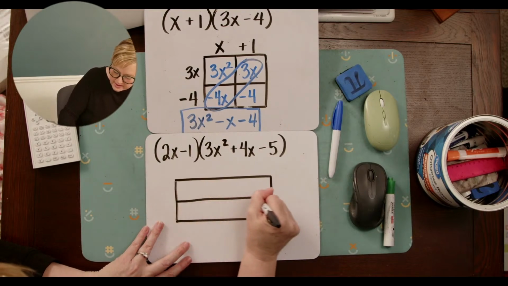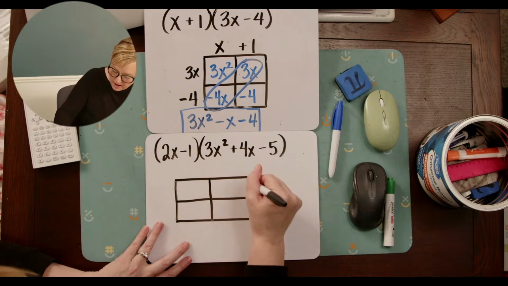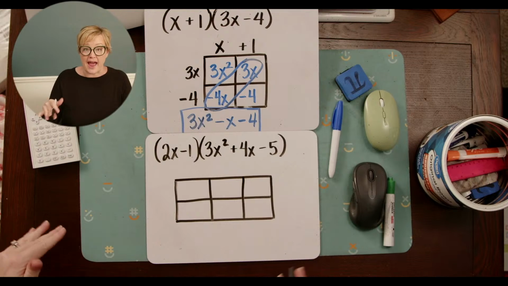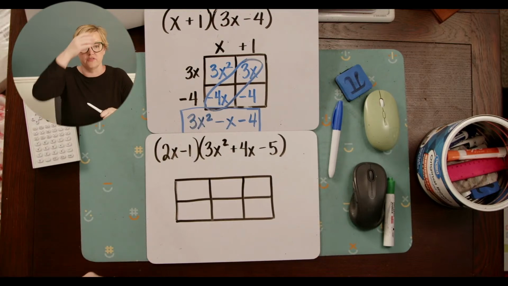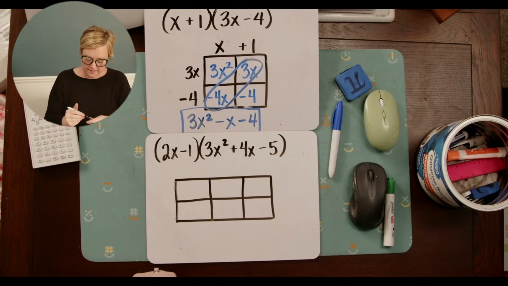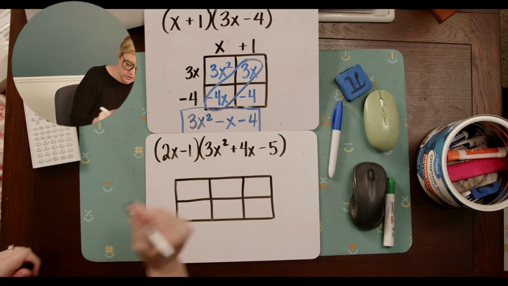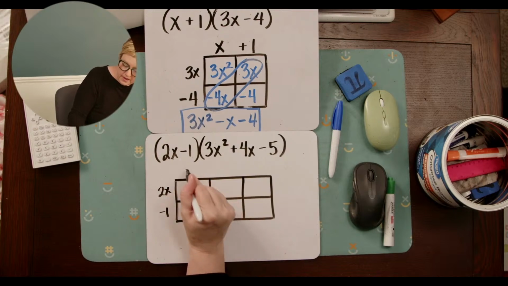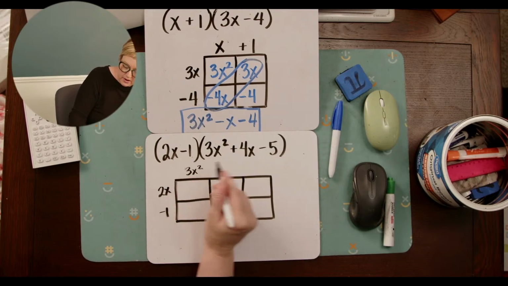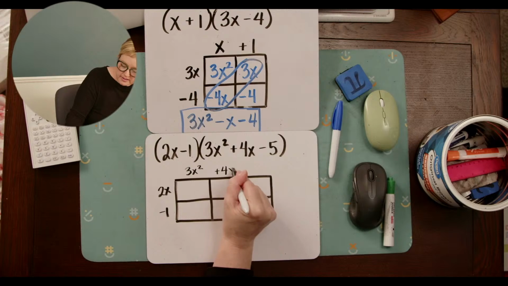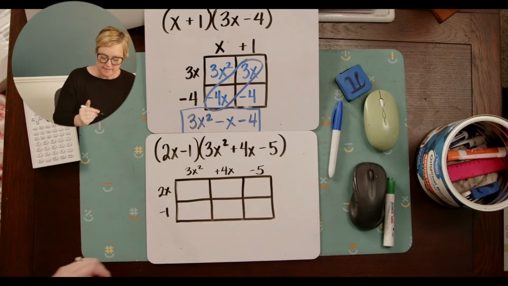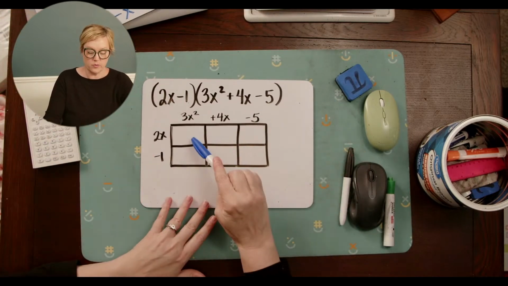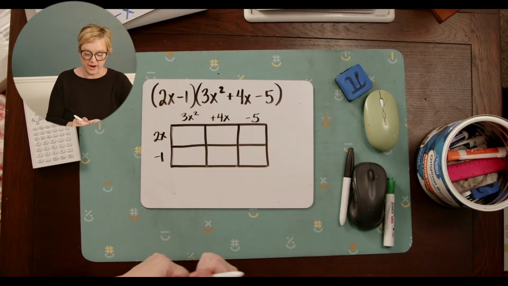So I'm going to make this 3 across the top and 2 down the side. And this also works really well for factoring too, as you can kind of work backwards for that. Okay, so let's do 2x minus 1 down here, and 3x squared plus 4x minus 5. And we're going to fill these in. Remember, we're multiplying to fill all of these in, right?